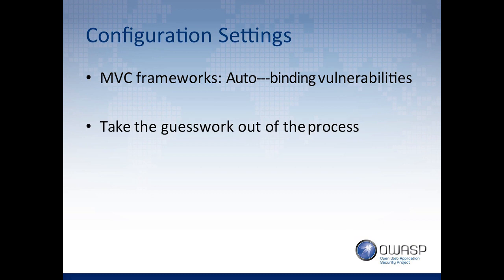Next up are configuration settings. A lot of MVC frameworks have auto-binding capabilities, which is great if you're a lazy developer. And what great developer isn't lazy, right? Laziness and hubris are the two best characteristics for developers. So auto-binding is great because it lets you create your beans, or whatever your objects are, name parameters, and they get wired directly to those objects. Super convenient, great when you're doing create, retrieve, update, delete type pages, things of that nature.